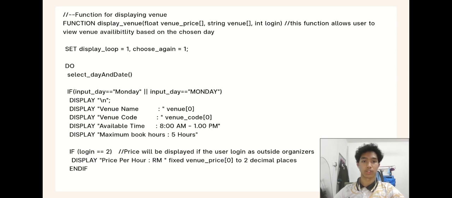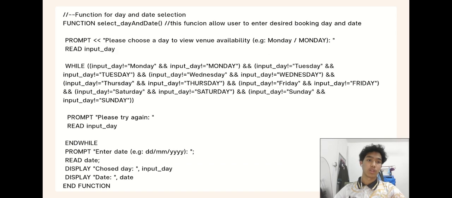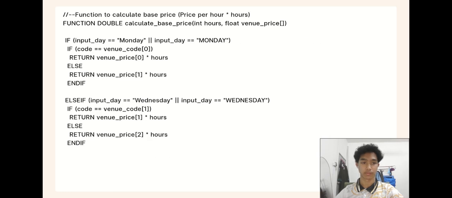And this is the function for displaying venues. For example, if the user wants to choose a venue on Monday, they will be required to enter the day, which is Monday, and then all venues available for Monday will be displayed: the venue name, venue code, available time, and maximum booking hours. This is the function for day and date selection, which is required after the user enters the day. They will be required to enter the date on which they want to book the venue.